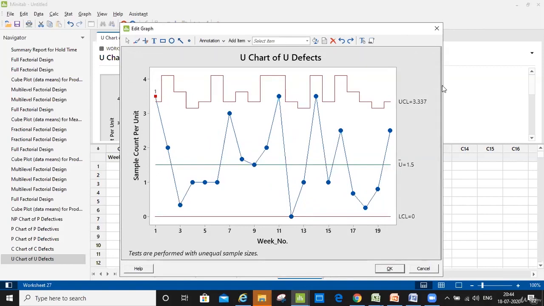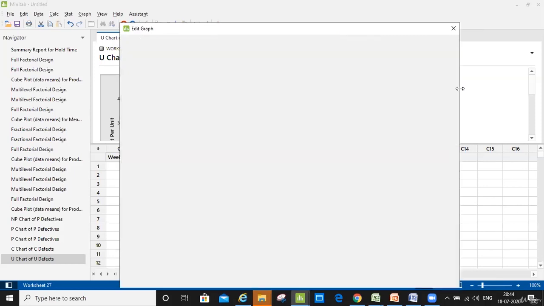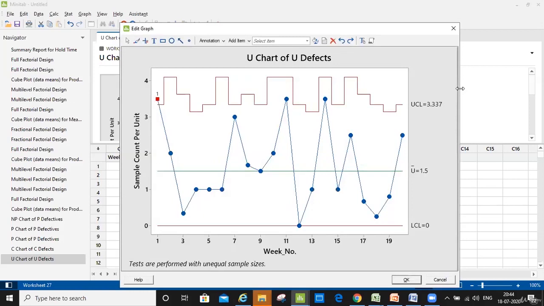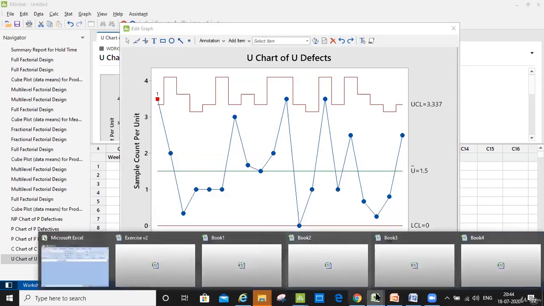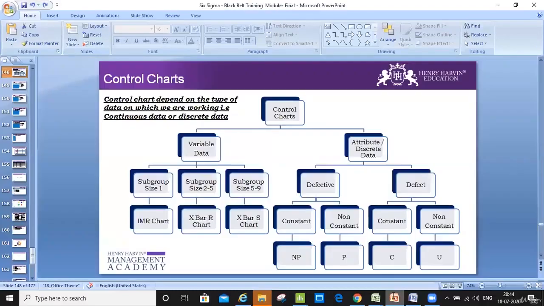It's just that the path is different in Minitab, and it is to be used at a stage where it is required. The prerequisite is what it is. So we have concluded the control charts for discrete data: NP chart, P chart, C chart, U chart. Okay. So I would go back to the presentation.